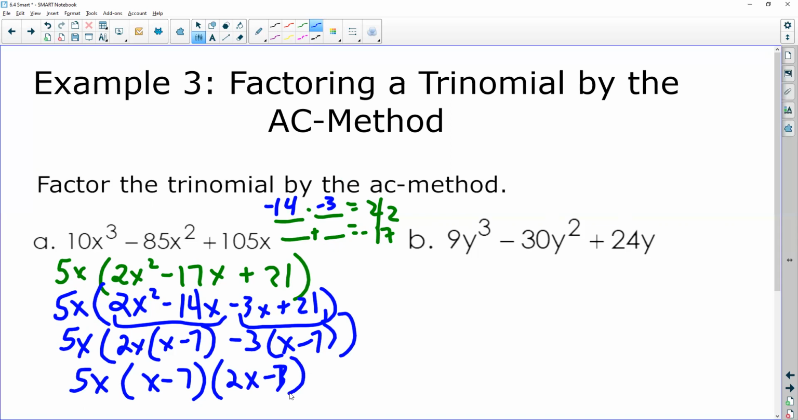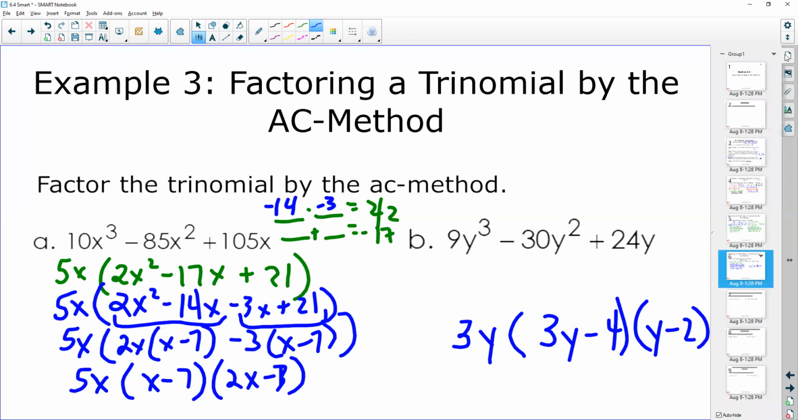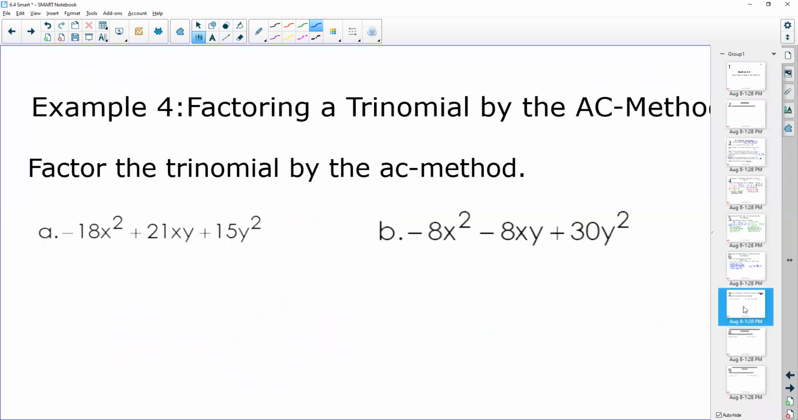All right. You try the next one. When you get finished with the next one, you should get 3y times 3y minus 4 times y minus 2. Okay? If you get stuck, you know where to come. That's what the discussion is for. All right, let's try the next one.